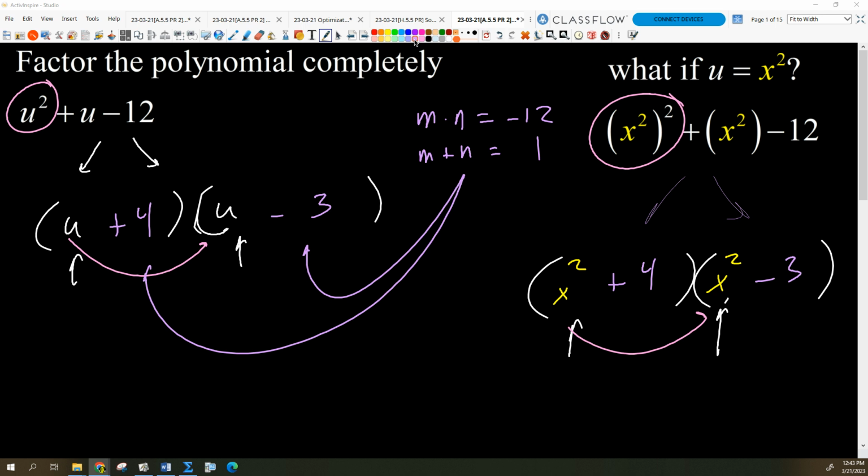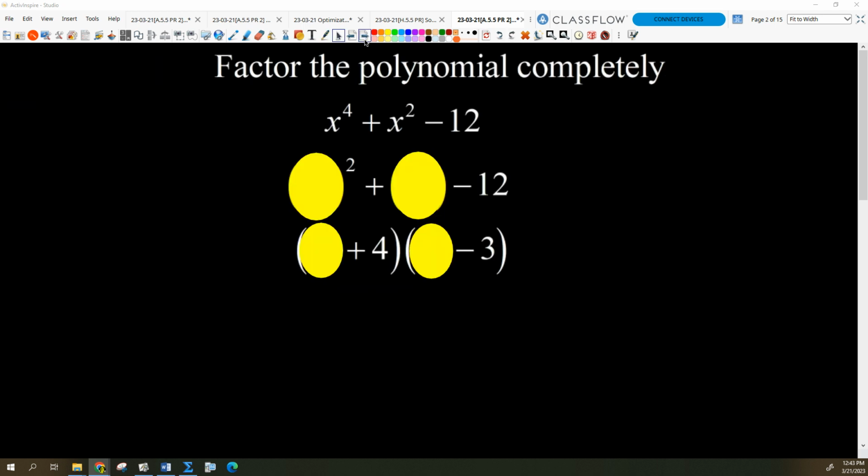Okay, that's today. Only we're going to start from a different spot. Instead of starting here, I'm going to start there. Okay, that's the same problem you guys just did. Exact same problem, but we got to see how. X to the 4th plus x squared minus 12. Now that doesn't look quadratic, does it? That looks quartic. Everybody agree?